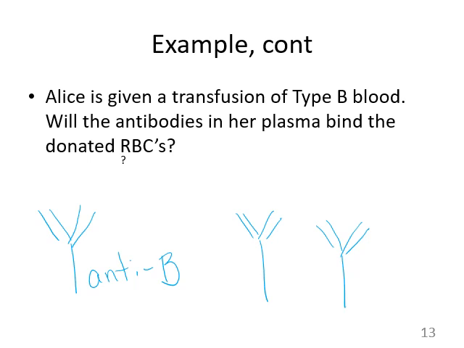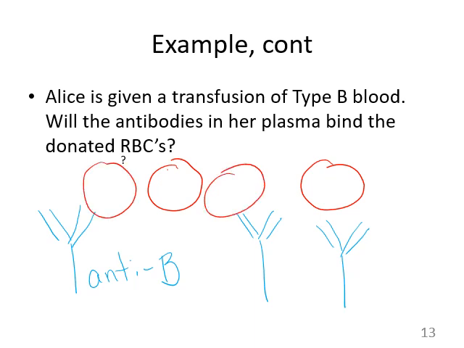Now let's give Alice some red cells. On those red cells, we have the B antigen. Okay. This is a really bad picture, but all my pictures are really bad. So now what's going to happen is her anti-B antibodies are going to bind to that antigen on the red cells. Okay, they're going to catch it.